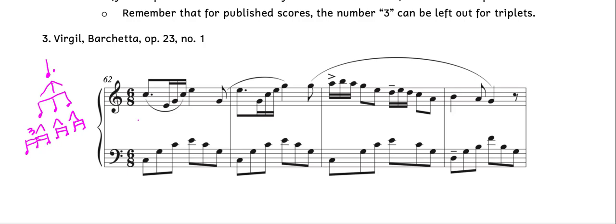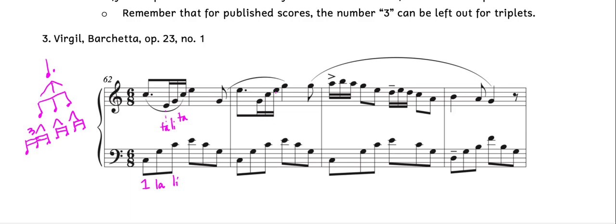Okay, so let's see what's going on here. Is this a triplet? No, it's not. Okay, so how do we know it's not a triplet? Because we're in 6/8, and this is just going to be the subdivision. So maybe it would help if I put the counts in. So this is 1, this is la, and this is li. And this here is falling on ta, li, ta. So we have 1 ta, li, ta, 1 ta, li, ta. And then we have the same thing here in measure 63, 1 ta, li, ta.